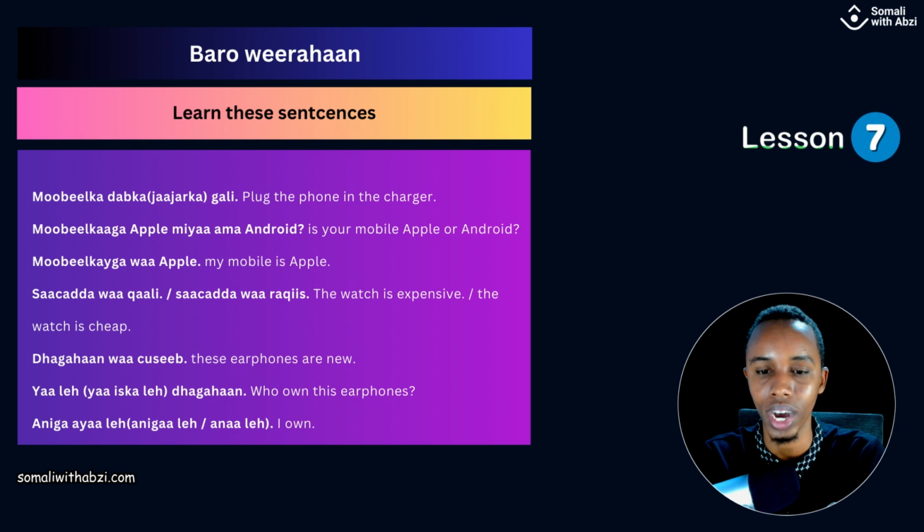The next one is saacadda wa qaali. Qaali in Somali is expensive. Also, it means a female name. So some girls are called Qaali. That means their name is expensive. So maybe they are expensive. Yeah. Okay. Qaali in Somali is expensive. Also, raqiis is cheap. So you can say mobilkayga wa qaali, lakin mobilkaaga wa raqiis. My phone is expensive, but your phone is cheap. Yeah. Lakin in Somali we use for but. That's also what we use in Arabic, so it's fine.